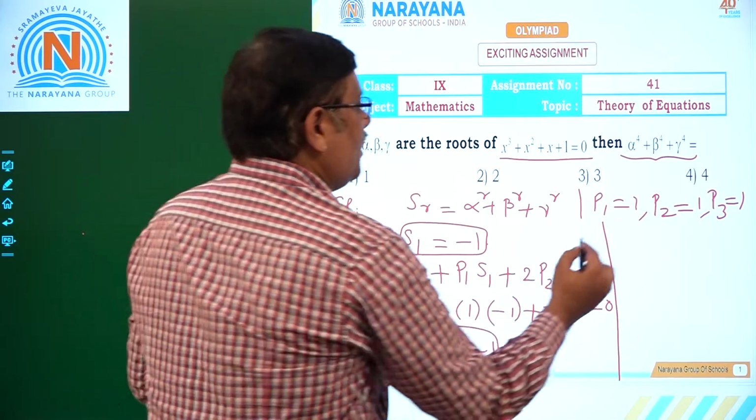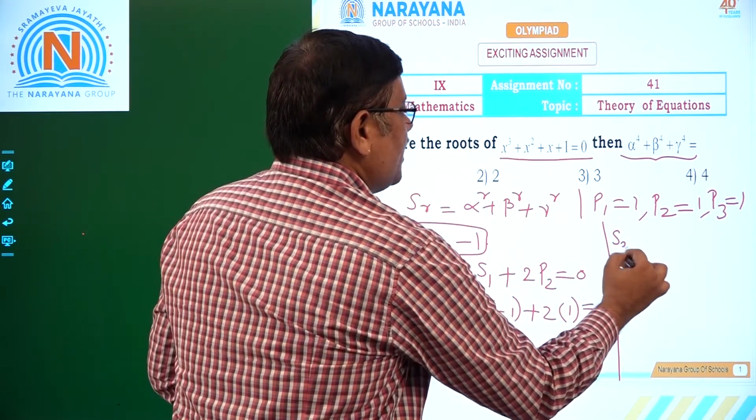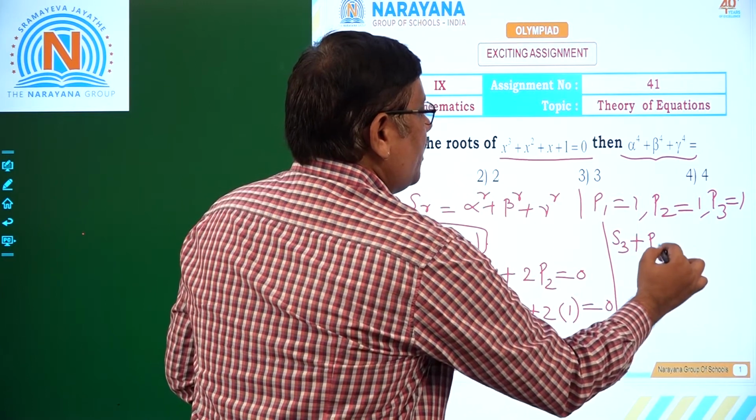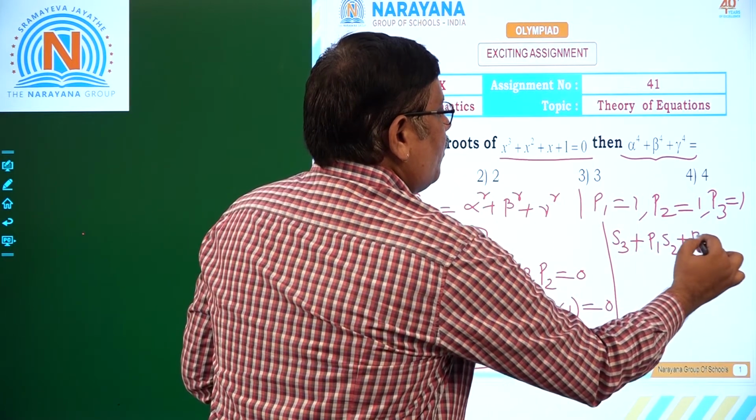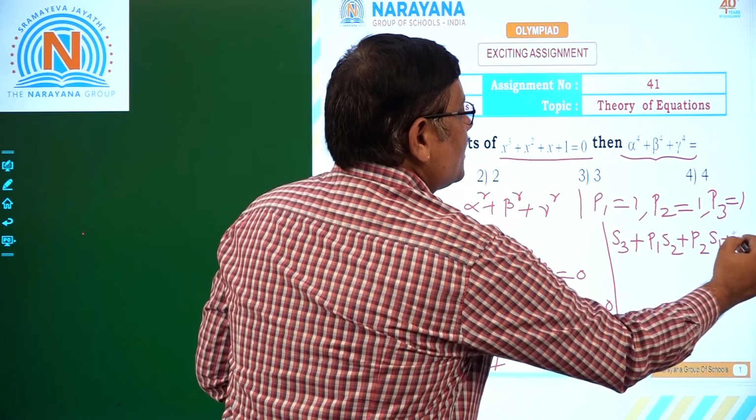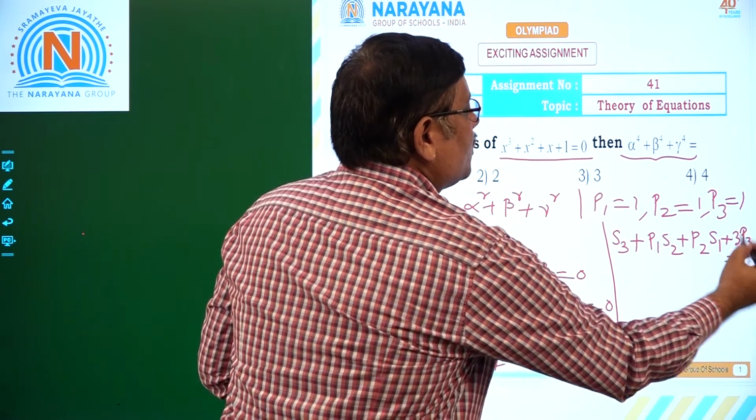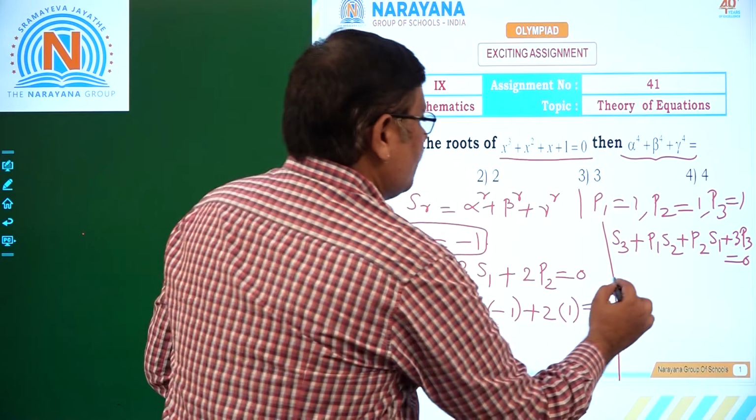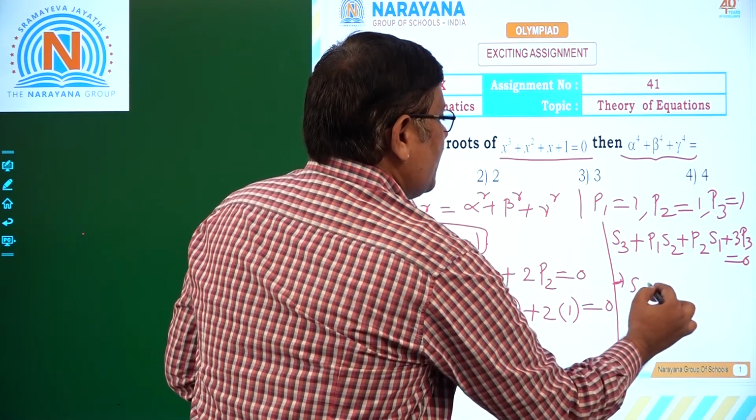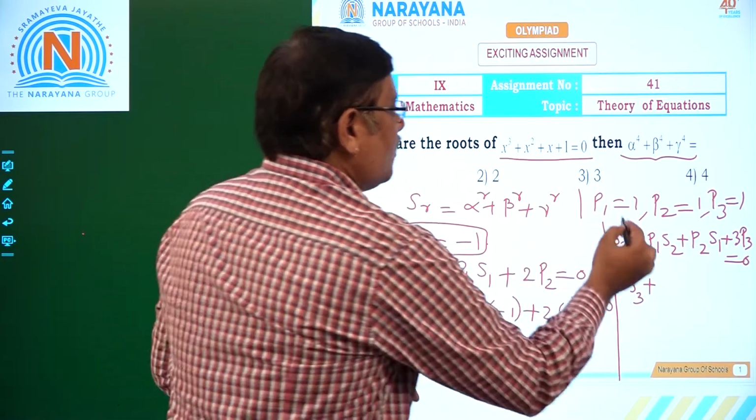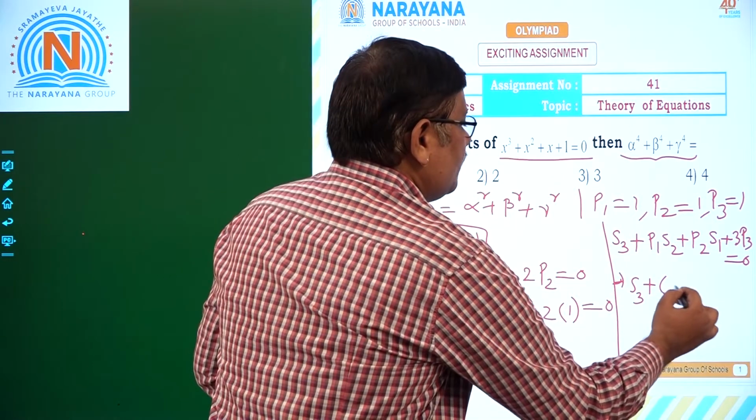How to find out S3? For S3 the formula is still the same. S3 plus P1 into S2 plus P2 into S1 plus 3P3 is equal to 0. That implies S3 plus P1. P1 is 1, 1 into S2, that is minus 1.